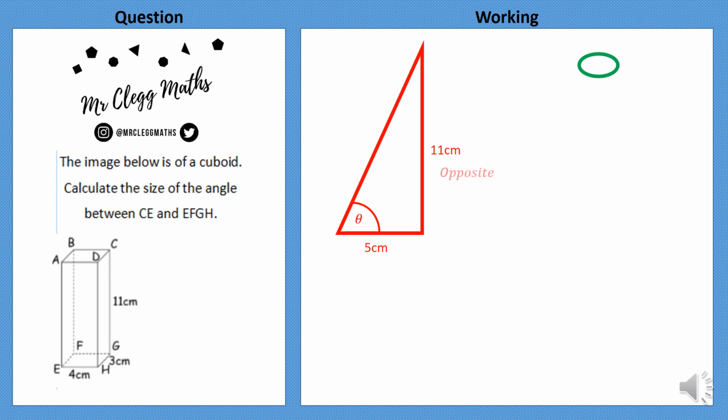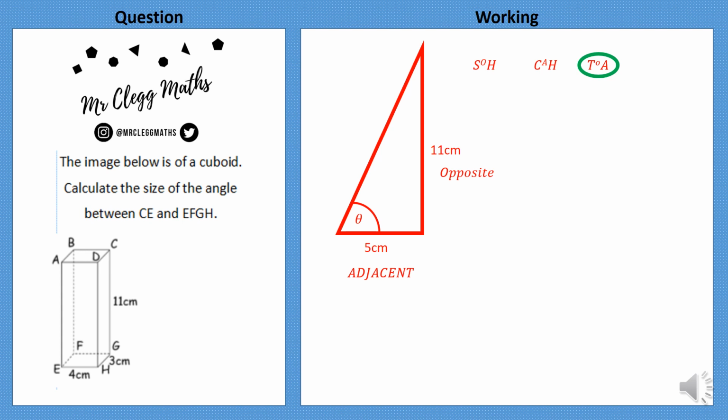Now I'm going to think about what these sides represent. Well, this 11 centimeter side is opposite that angle. This 5 centimeter side is adjacent to that angle. Remember, adjacent just kind of means next to. We've also got a hypotenuse in that triangle, but I'm not interested in it for this question. I don't think I need it. So I start thinking, do I need to use SOH, CAH, or TOA? Well, spoiler alert, that's been there the whole time, that green circle. It's TOA.